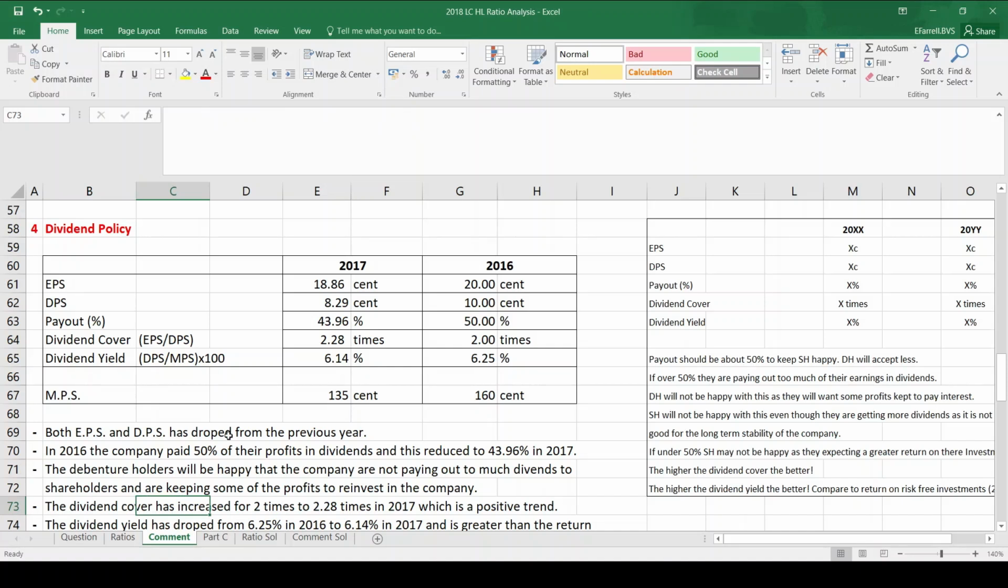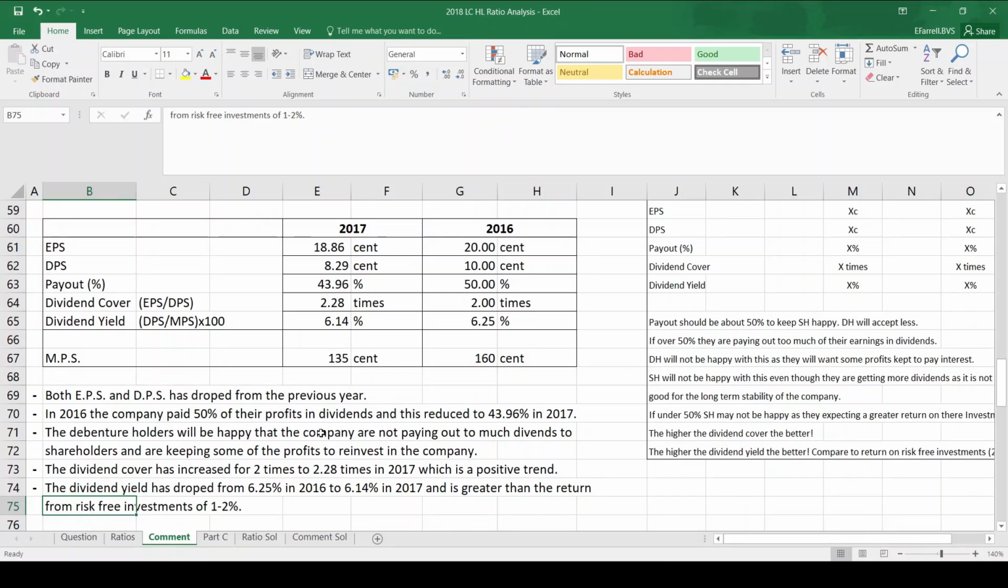The dividend cover has increased from 2 times to 2.28 times, which is a positive trend. So it's gone up slightly. Same as the interest cover, the higher the better. And the dividend yield has dropped slightly from 6.25% to 6.14% in 2017. But again, that's greater than the return you get from risk-free investments of 1 or 2%. So that is our fourth heading looked at, which is the dividend policy. If you draw out the table first, then it's just a matter of commenting on these figures.